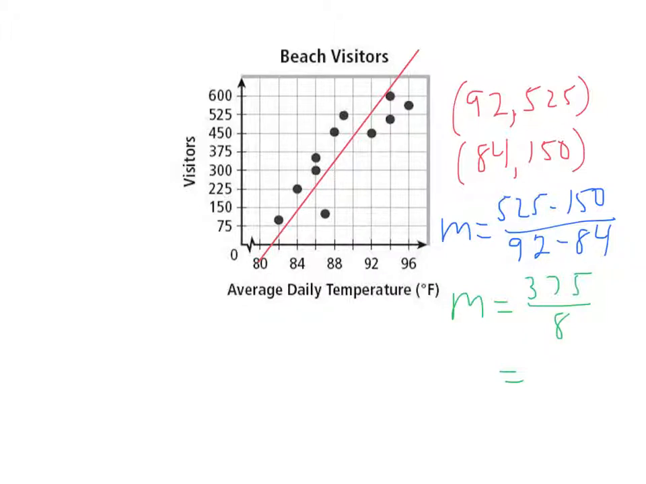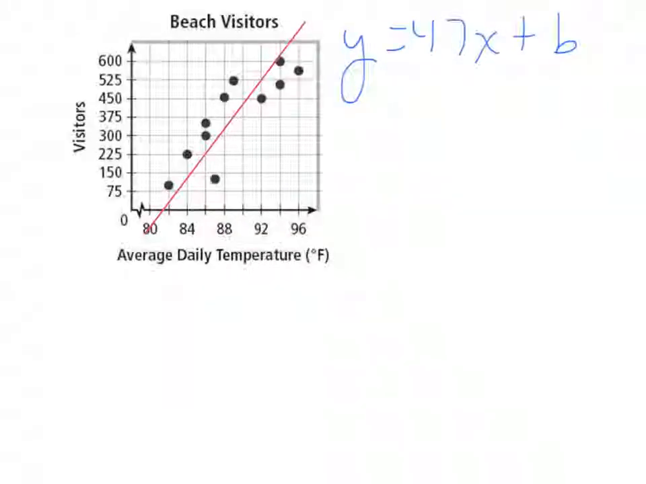For estimation purposes, we can say it's roughly 47. But in an answer, you would really want to leave it as a fraction. Sometimes these are written as decimals, so it would be 46 point something. So that's going to be the slope. That means that the equation of the line of best fit is going to be y equals 47x plus b, because remember, we don't know what that y-intercept is yet, and that's what we're going to figure out next.